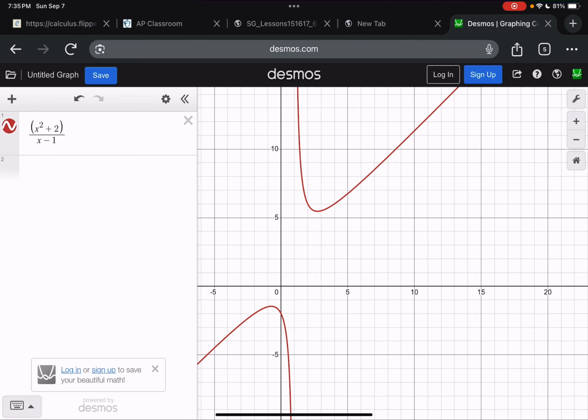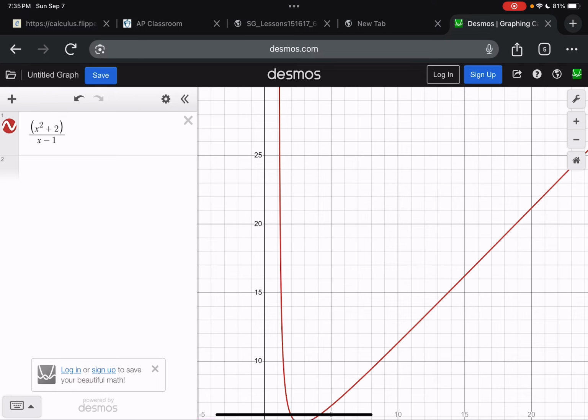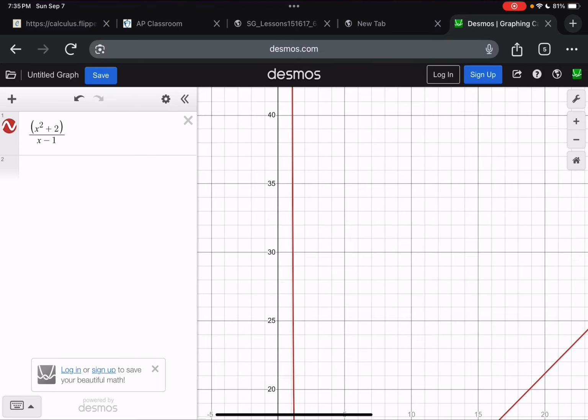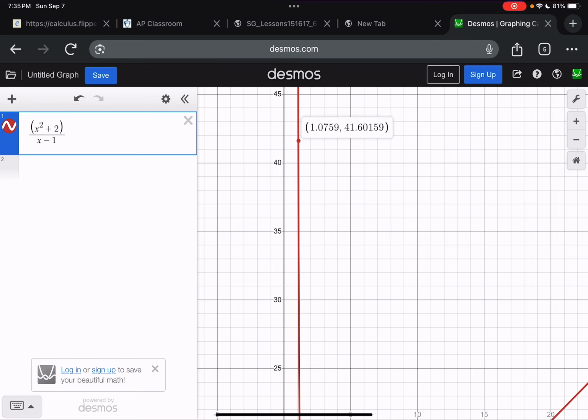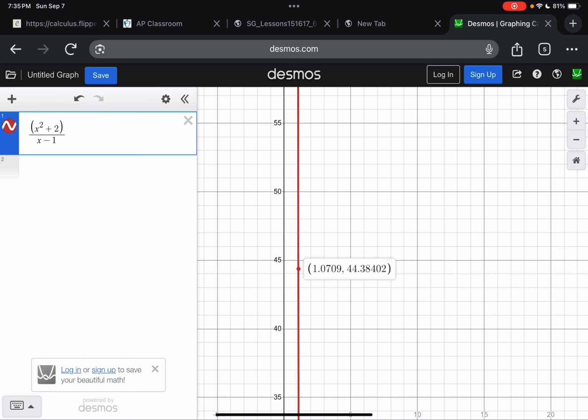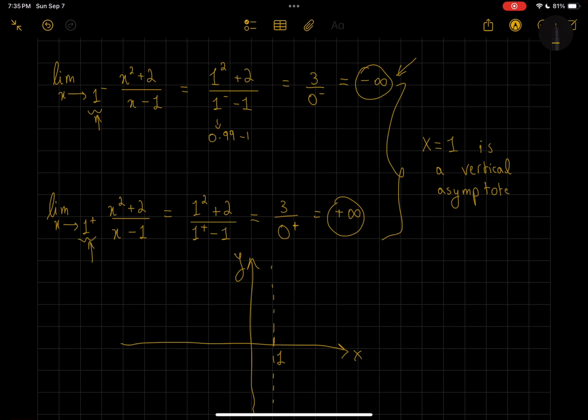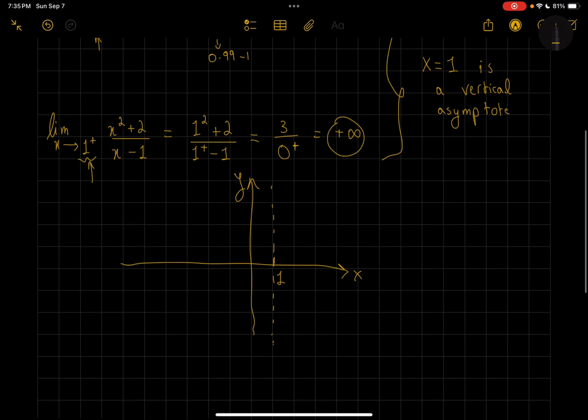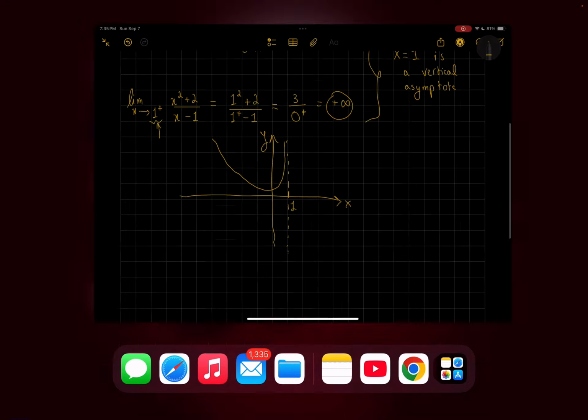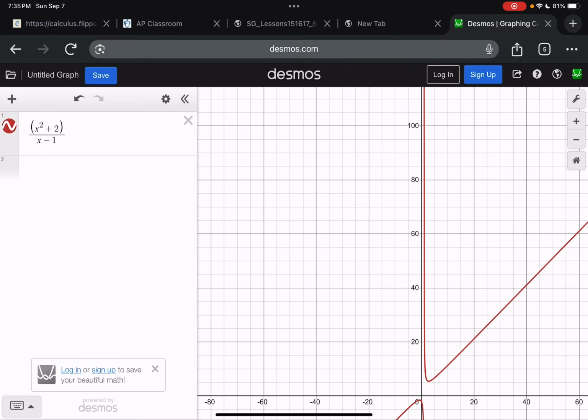And at 1 plus, it was positive infinity. And if you notice over here, the closer we are getting to 1 plus, which is like 1.00001, the y value is increasing immensely. So this is how we confirm that our answers are correct. And this is basically the vertical asymptote. So it was like something like this, right? Yep.